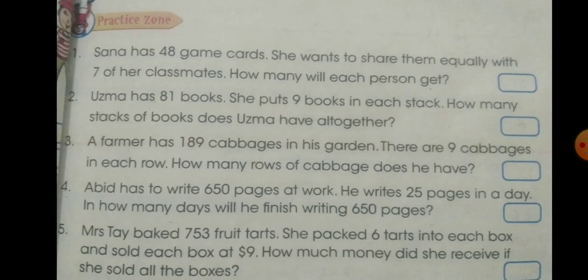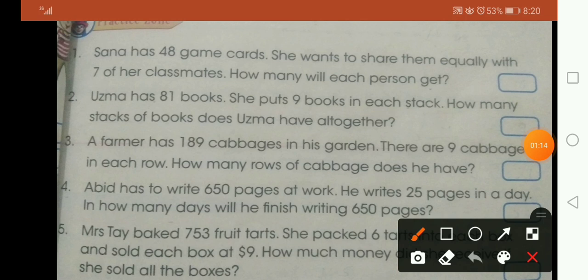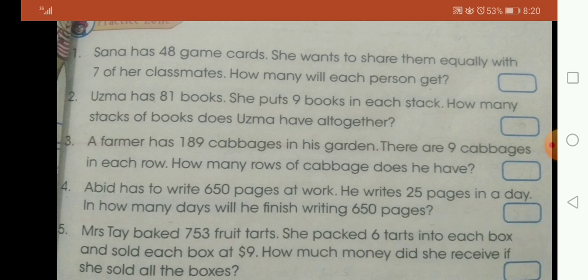So the question number 1 on your book is, Sana has 48 game cards. She wants to share them equally with 8 of her classmates. How many will each person get? So correct this. Here is not 7 classmates. Here is 8 classmates. Okay, correct it. And now we start solving it.